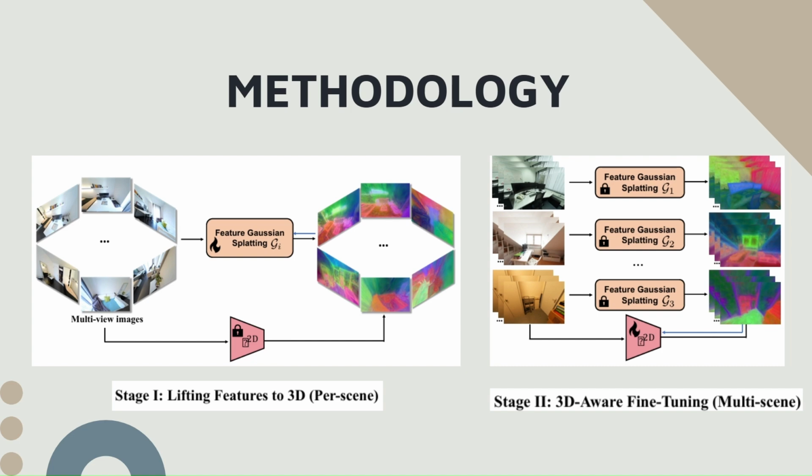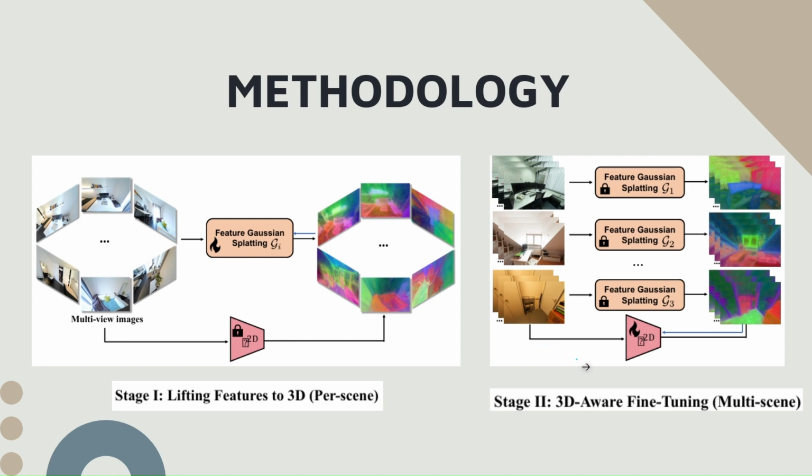The use of low-dimensional embeddings ensures that the storage is efficient and the decoding allows for flexibility in reconstruction. Now transitioning to the right-hand panel, stage 2, 3D-aware fine-tuning, which is multi-scene. Here, we operate at a dataset level, spanning multiple scenes.